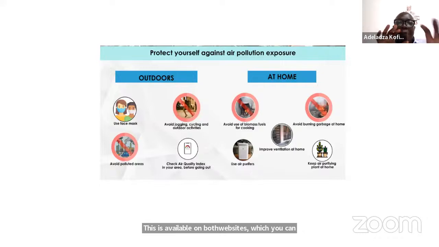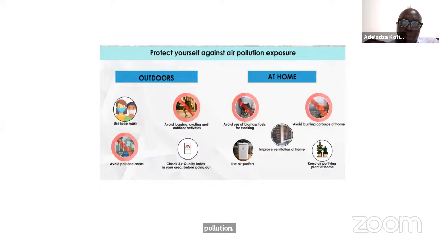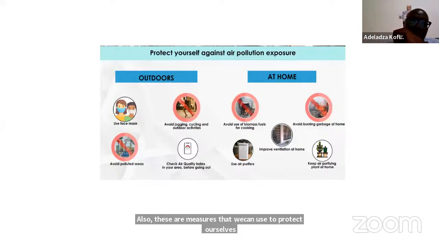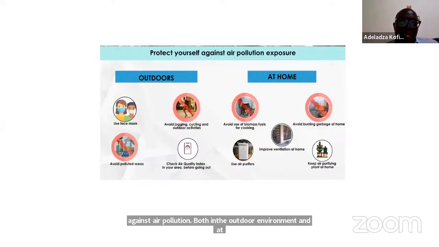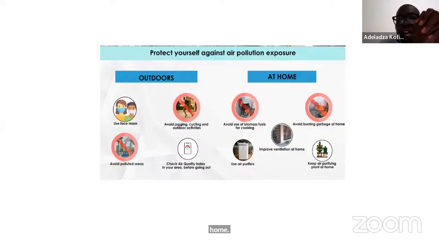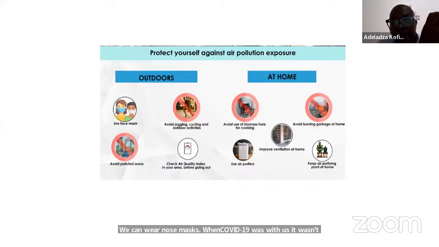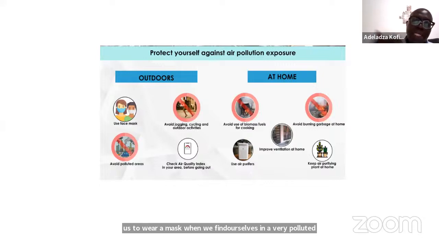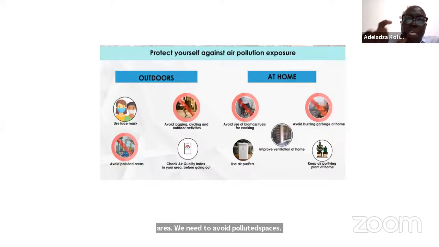Then also, these are measures that we can use to protect ourselves against air pollution, both in the outdoor environment and also at home. We can wear nose masks. And when COVID-19 was with us, it wasn't difficult for us to wear nose masks. So it shouldn't be a problem for us to also wear nose masks when we find ourselves in a very polluted area. We need to avoid polluted spaces. We need to avoid jogging and cycling, especially when air pollution levels are high. And then also we need to check the air quality levels before we step out.